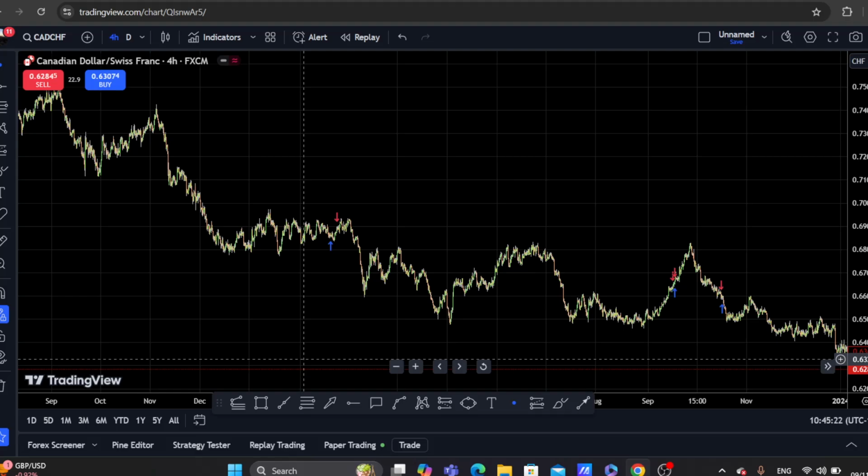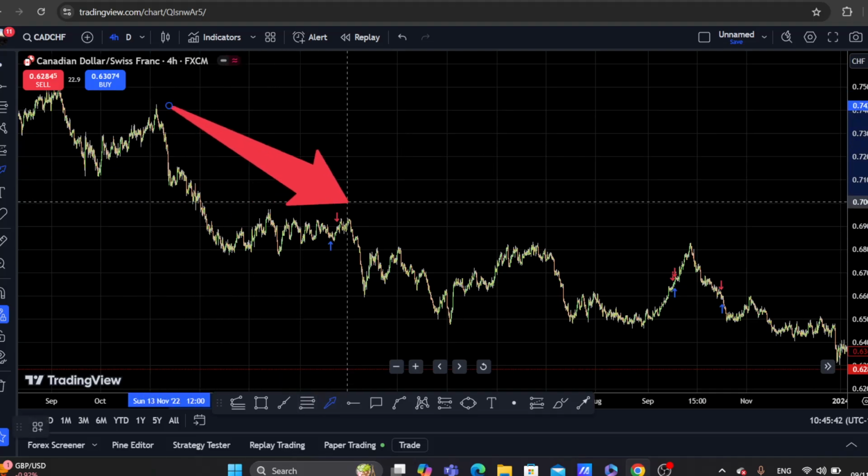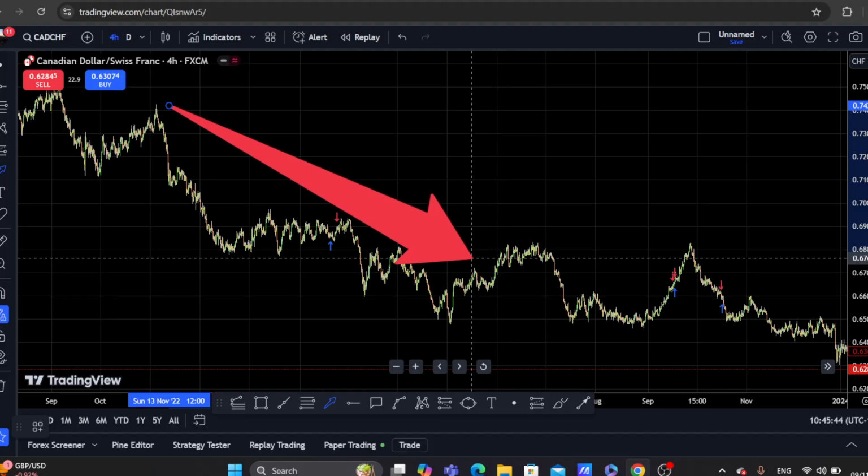Today is the 9th of November 2024 and we are looking at the Canadian dollar against the Swiss franc on the 4-hour time frame. So as you can see on the chart, we are in a downtrend. Yeah, we are moving down.